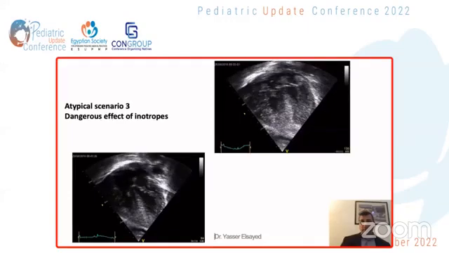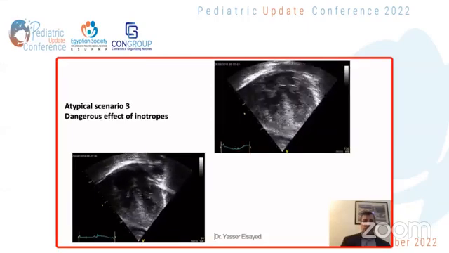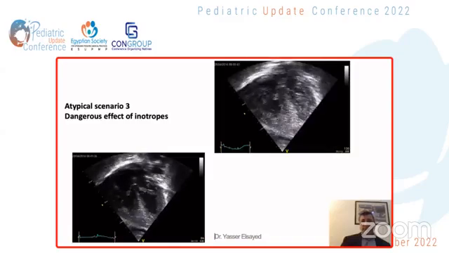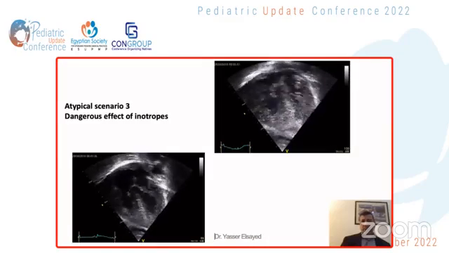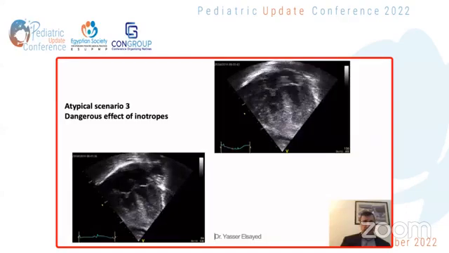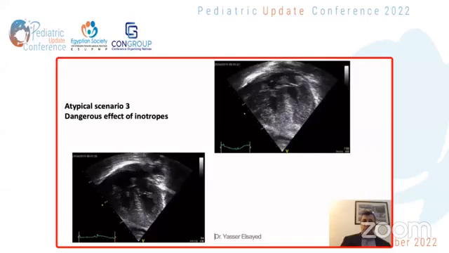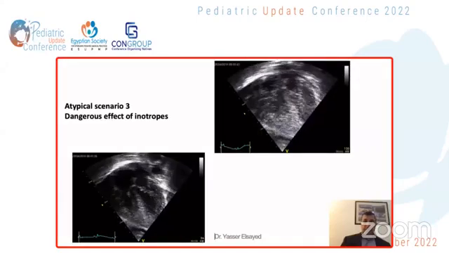What you need to do is just to stop the medications. And this is the echocardiography for the same infant just 24 hours after we stopped the medication. Everything is back to normal performance, filling of the heart. And this infant was just given fluids after we stopped all of the unnecessary medications.